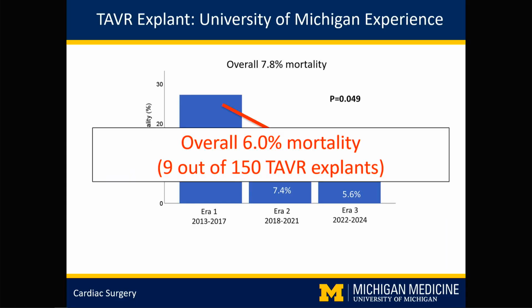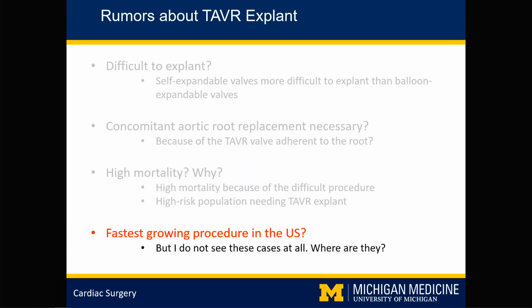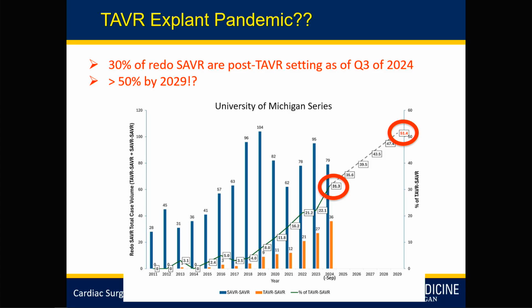Fortunately, in the University of Michigan experience, our outcomes for TAVR explant are progressively improving. And it is the fastest growing procedure in the US: among redo SAVR cases, either after TAVR or SAVR, in 2024 more than 30% of redo SAVRs were in the post-TAVR setting at the University of Michigan.